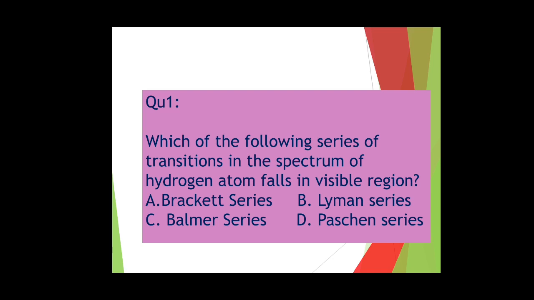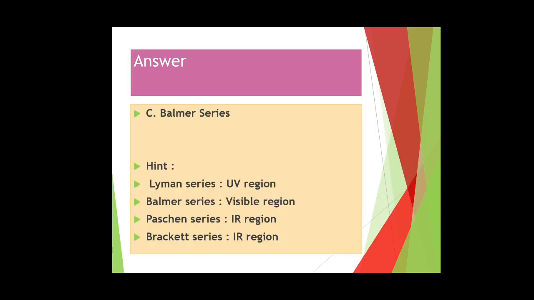Let us solve a question. Which of the following series of transitions in the spectrum of hydrogen atom falls in the visible region? Find out the visible region. The first series, Lyman, falls in the ultraviolet region, the second series, Balmer, falls in the visible region, then the third, fourth and next series fall in the infrared region. So the answer is Balmer, option C. Option C is the correct answer. The details are given here.